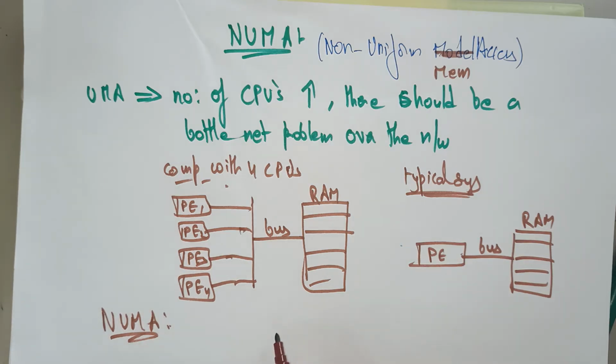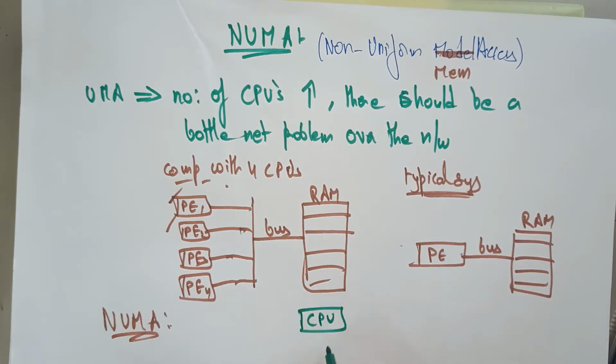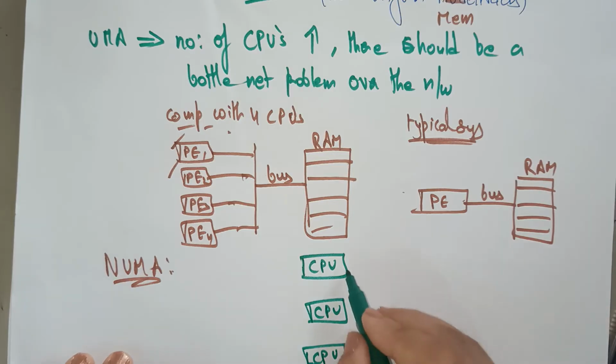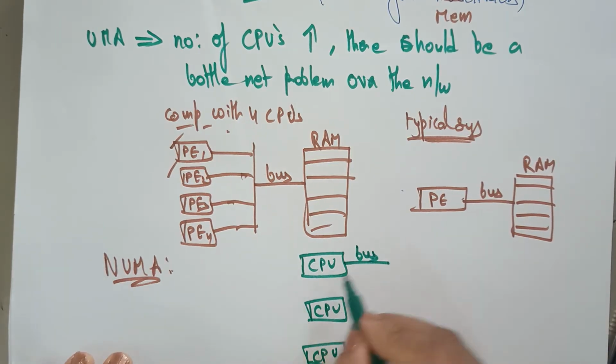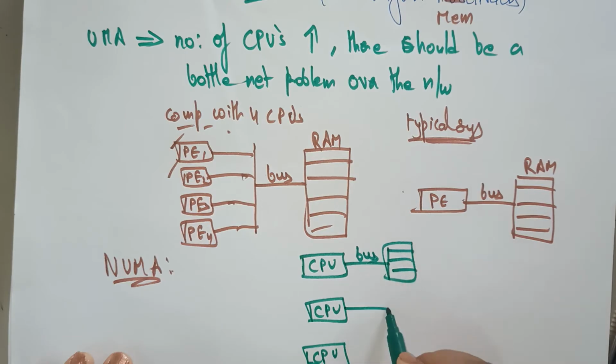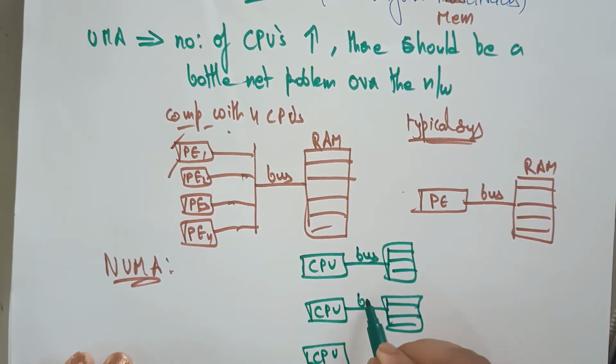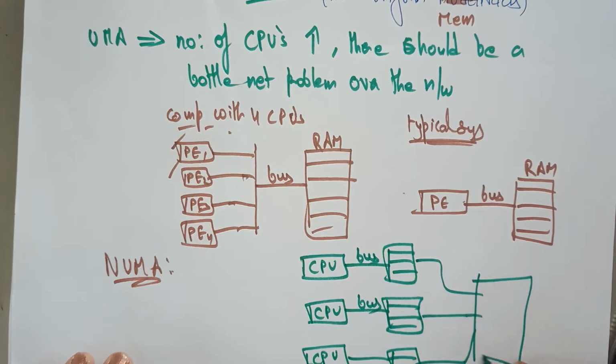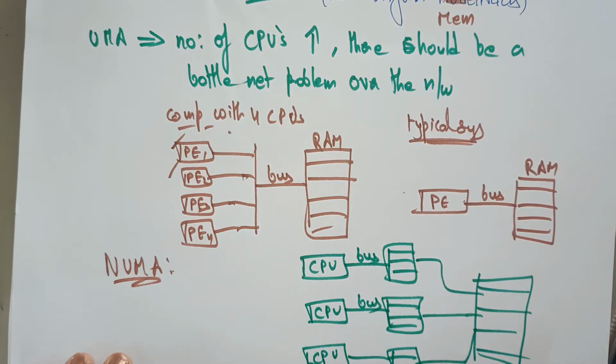Here, each CPU, each processing element, has its own bus and RAM. Let me show you what that means. So this is one CPU processing element, another CPU, another CPU. Let's take only 3 CPUs here. These 3 CPUs, this is a bus. Each processing element has its own memory. And finally, all these memories will be connected to the global memory. This is a NUMA.